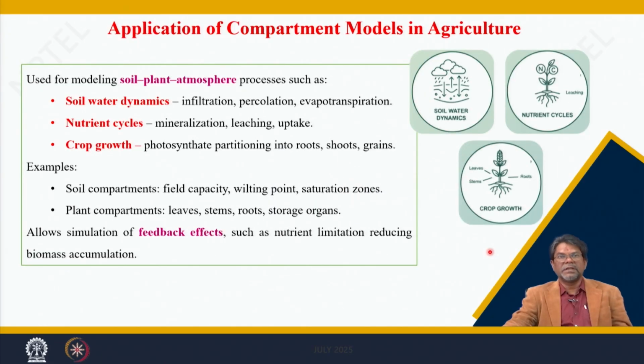These are just explaining the applications of the compartment models in agriculture. Particularly, we are applying it to crop growth, for the photosynthetic partitioning into roots, shoots, or grains. Then the nutrient cycles, mineralization, leaching, and uptake of nutrients are also represented. And the crop growth, the biomass partitioning, and also soil water dynamics.